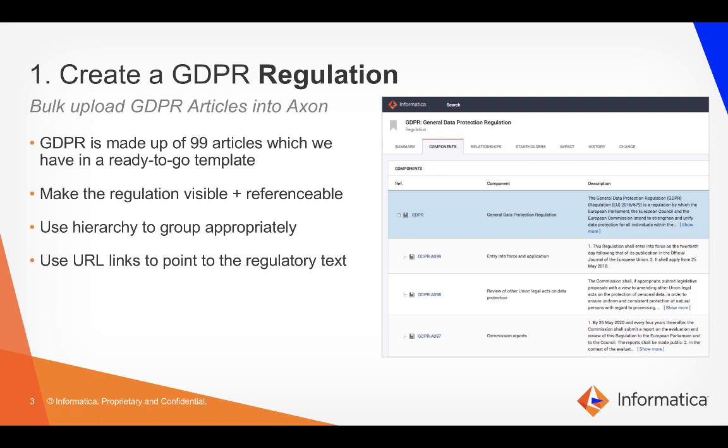First up, you might want to start by creating a GDPR regulation. GDPR is made up of 99 articles which you could create using our bulk upload template under a general data protection regulation parent. This is going to make it referenceable. It's a shortened version within the tool which you can see whenever you need to, and you can also use associated URL links to reference the full regulatory text. Later, when we come to create policies, we'll be able to contextualize them by linking back to the regulatory articles that inspired or influenced them.